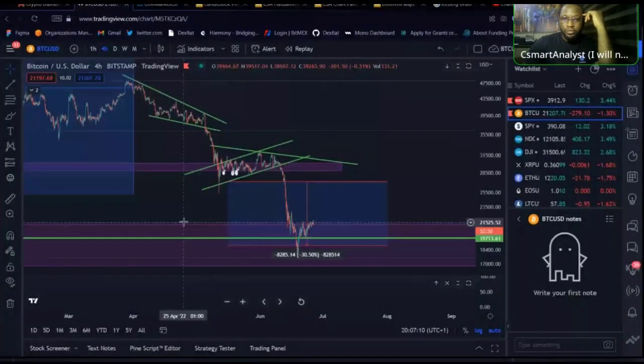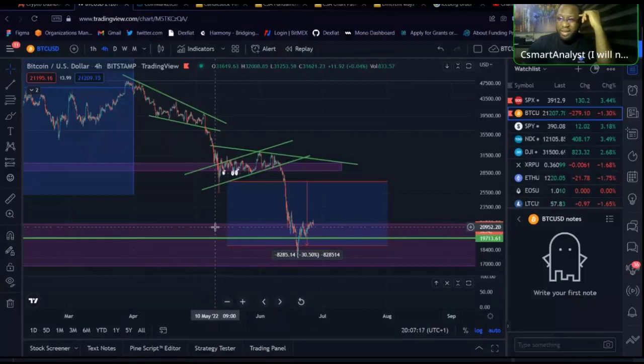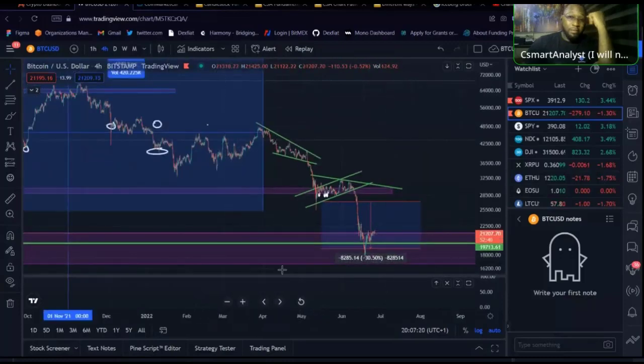Whatever breaks this region, the 17K to 21K, and let's say probably might extend to 16K, is a break of the Bitcoin market structure. Because why? Look at what we have in here.